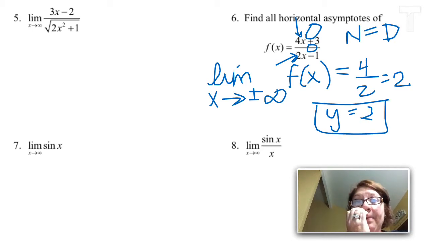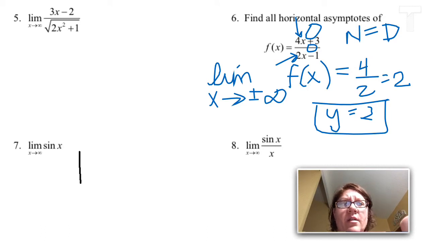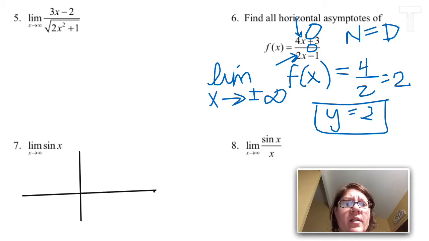Okay, next one. So now here's what I need to remember about sine. If I look at the sine graph, that thing is non-stop action, right? Just keeps going forever and ever.